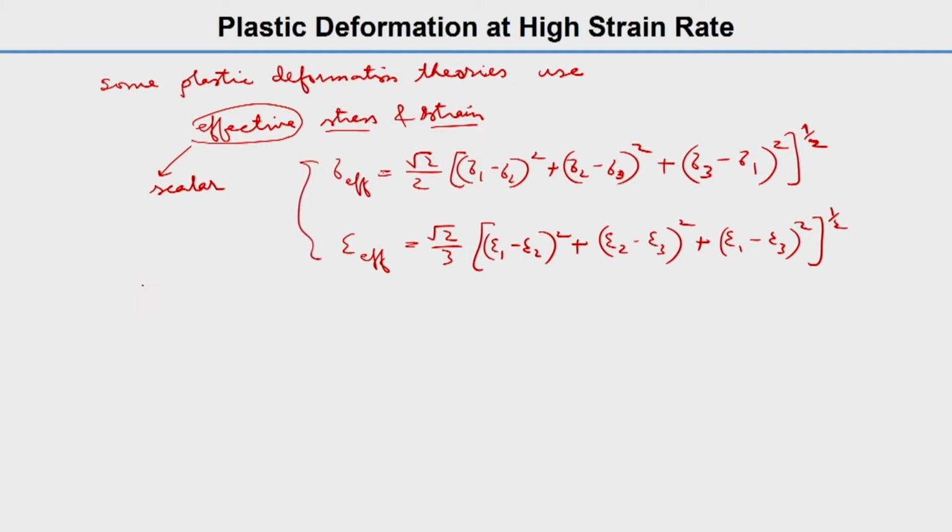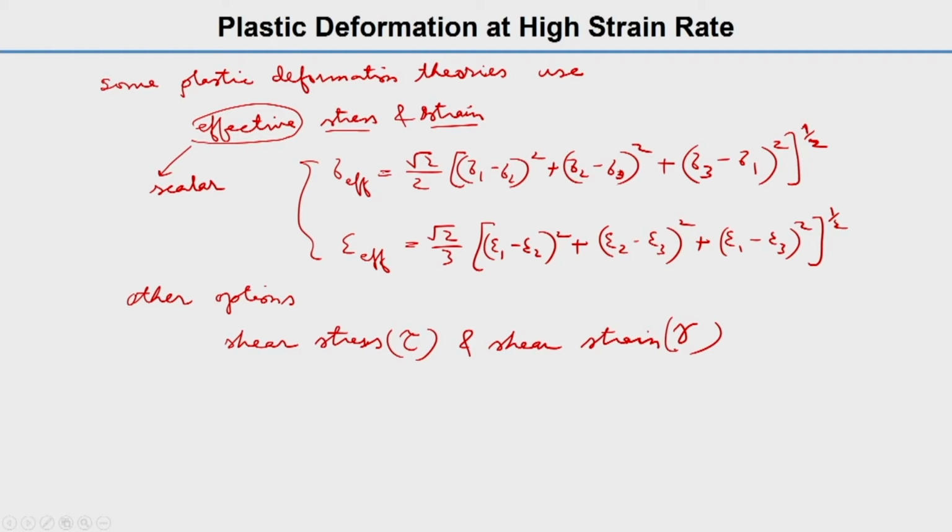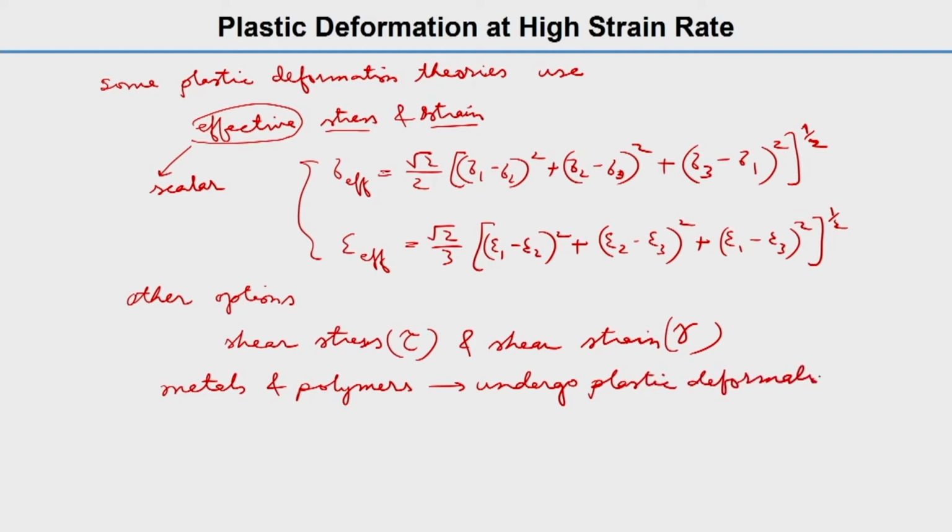So we are not going to use this. There are some other options, like shear stress, that is tau, and shear strain, that is gamma, which can be used to express these plastic deformation theories. Because metals and also polymers undergo plastic deformation by shear, we can use shear stress and shear strain to come up with some theories.